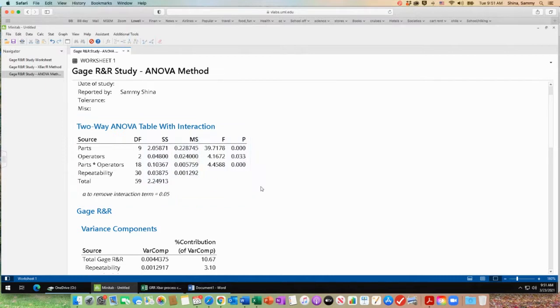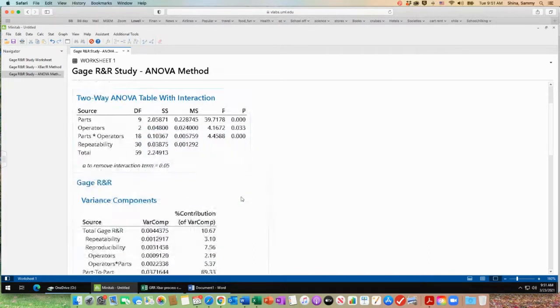And that gives you more of a breakdown. And again, if you take my DOE course, we'll look at how we can pool and how we can get it to look like, taking away the parts versus operators as well. So this is how to do GR&R and how to interpret it.